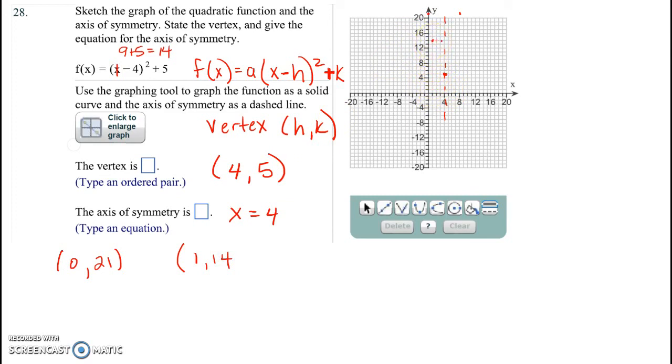Reflect that point across 1, 2, 3, 1, 2, 3. 5 points. I mean, you could go for some more points, but the 5 points right there, you have to have a minimum of 5 to define a parabola, and your parabola would look something like that. Okay?